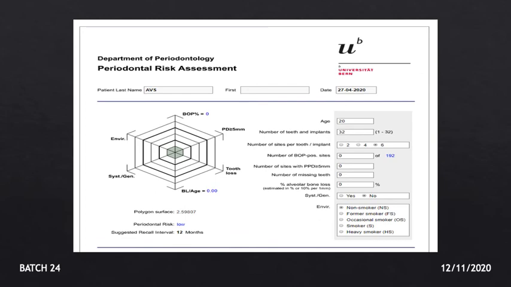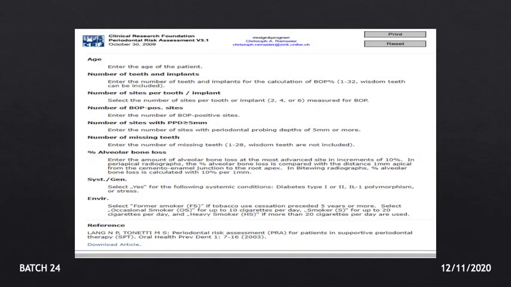Basically you have to fill this and evaluate whether the patient falls under the low risk, moderate risk, or high risk category. These are the things you are going to evaluate: age, number of teeth or implants present, number of sites per tooth, number of teeth or sites with bleeding on probing, number of sites with probing pocket depth, number of missing teeth, percentage of alveolar bone loss, systemic or genetic factors, and environmental factors. All these we have to evaluate to do a risk assessment.